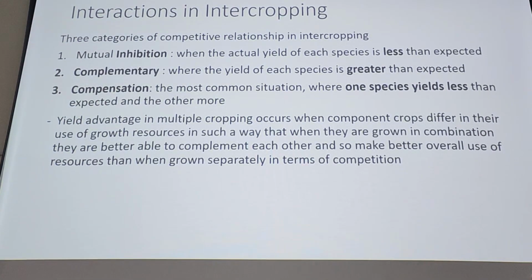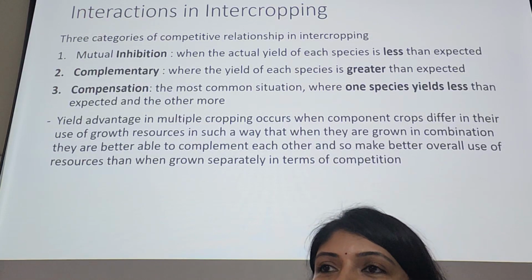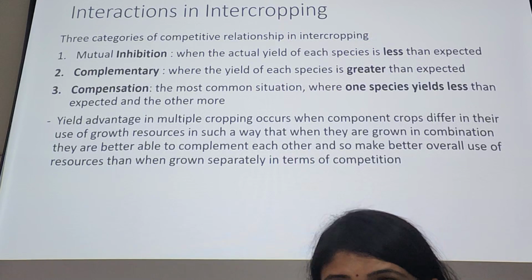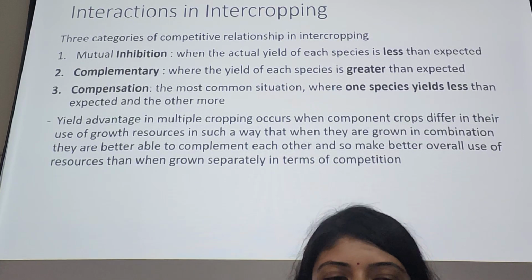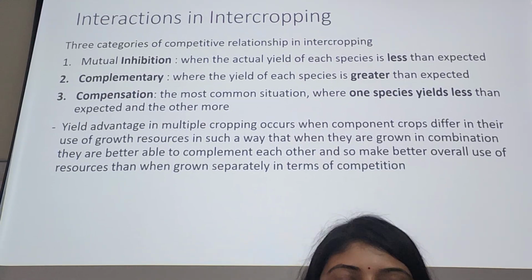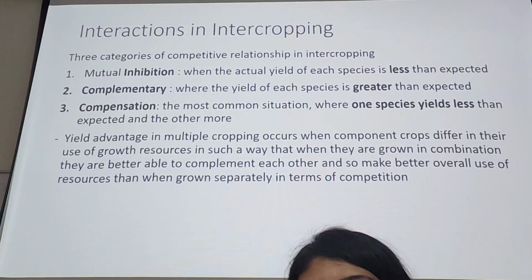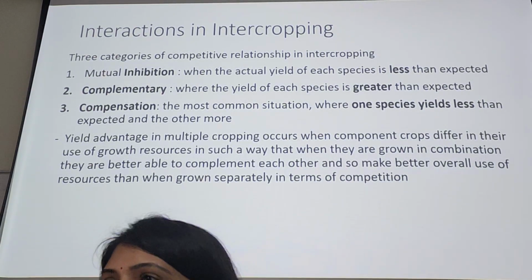So there are three main interactions when it comes to intercropping. The first one is mutual inhibition. That means both the crops inhibit each other's growth. So the actual yield of both of the species is less compared to when they are planted as a monocrop. Okay, the second one is complementary interaction, where the yield of each of the species is greater when compared to when they are planted as a monocrop.